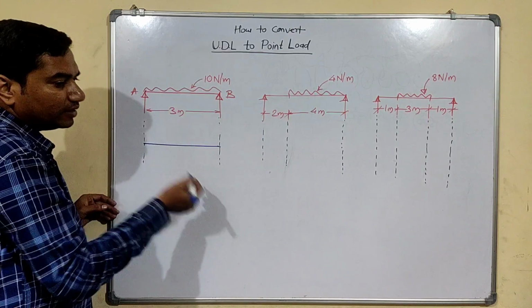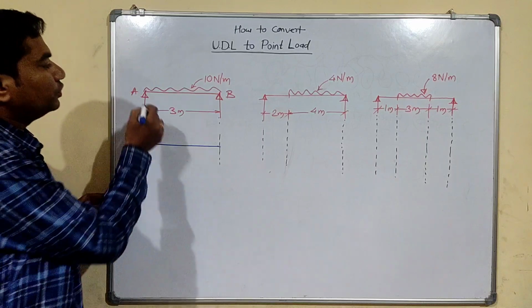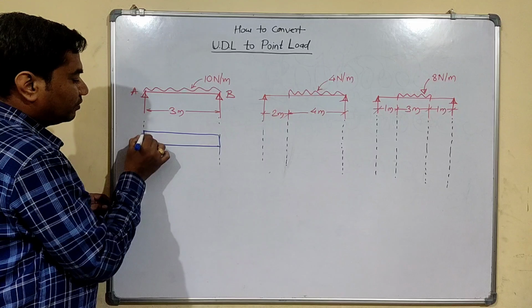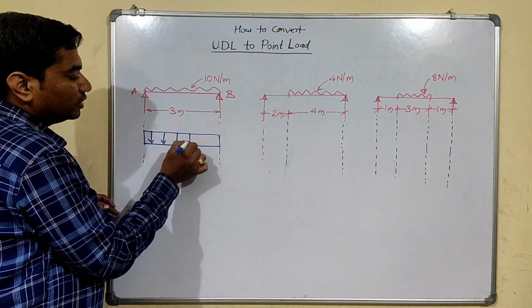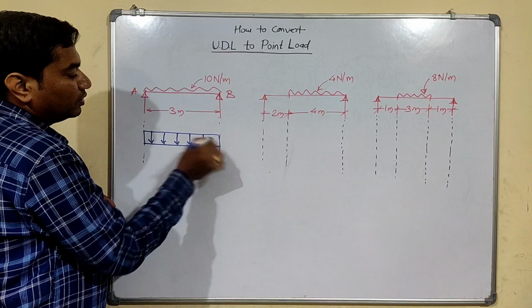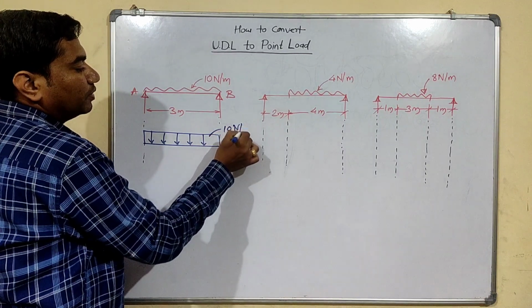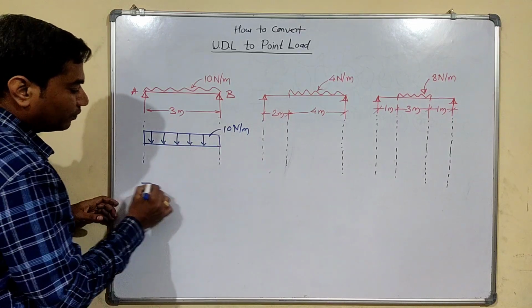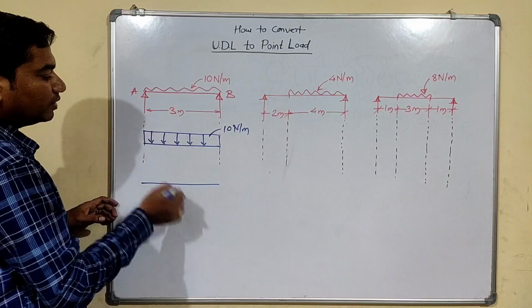So to understand this, we have to consider one more concept. So UDL can be shown like this by a rectangle load. So this is again the representation of the UDL. So this is 10 Newton per meter. So how to convert this UDL into point load? So we have to draw a beam of the same length, that is 3 meter.